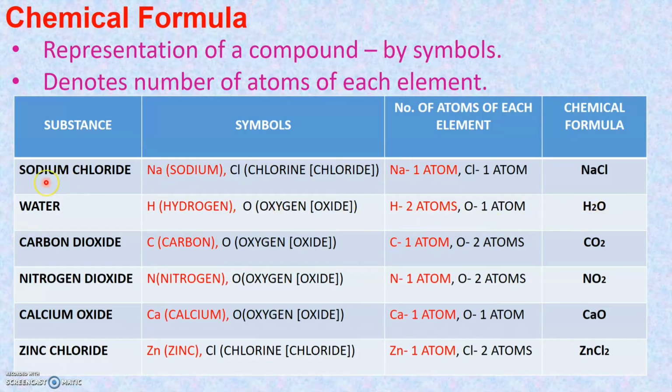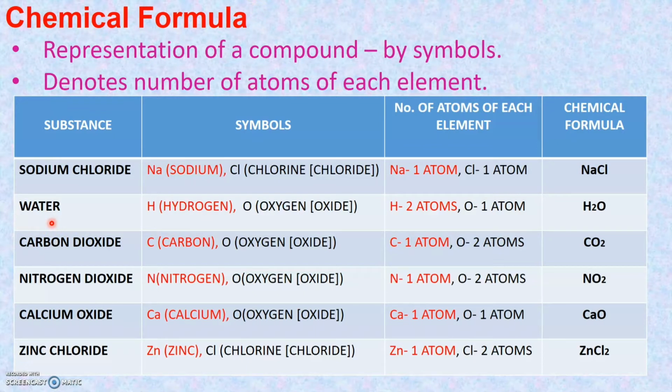The chemical formula of the compound sodium chloride is NaCl. That is, it is the combination of two different elements, that is sodium and chlorine. Here, one atom of sodium combines with one atom of chlorine in order to form the compound NaCl. Since the number of atoms that are present for each of these elements is 1, we do not write it as a subscript here. Let's see the case of water.